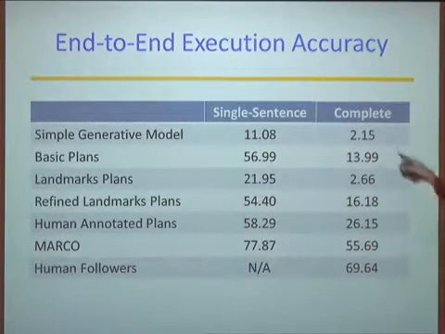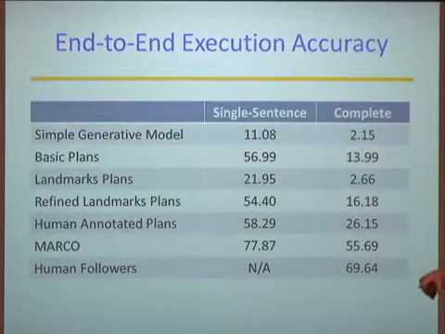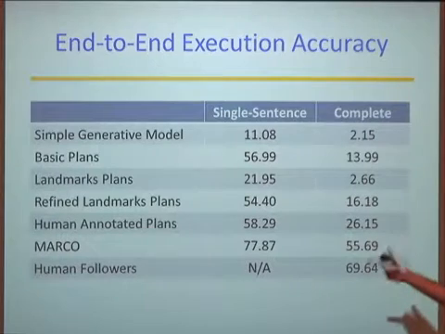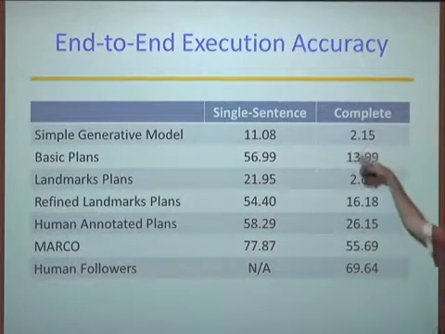If you go to the complete plan, of course, everything gets quite a bit worse, because if you misparse any of the sentences in the instruction, you're going to screw up and you're not going to get to the right place. So this shows you that the simple generative model just gets 2%.